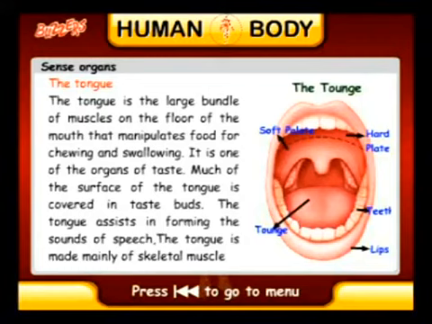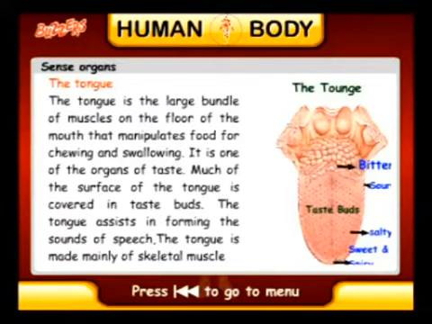Tongue. The tongue is the large bundle of muscles on the floor of the mouth that manipulates food for chewing and swallowing. It is one of the organs of taste. Much of the surface of the tongue is covered in taste buds. The tongue assists in forming the sounds of speech.